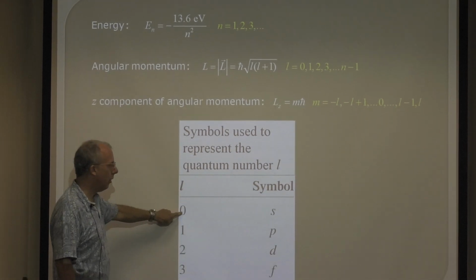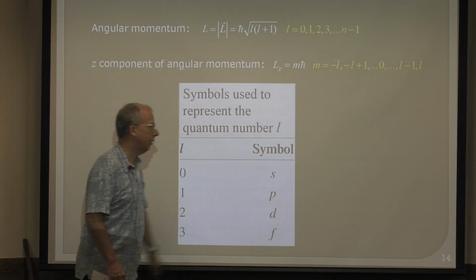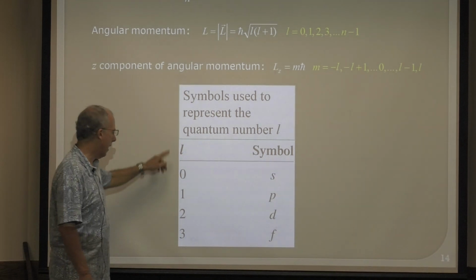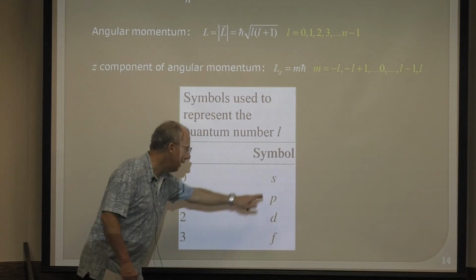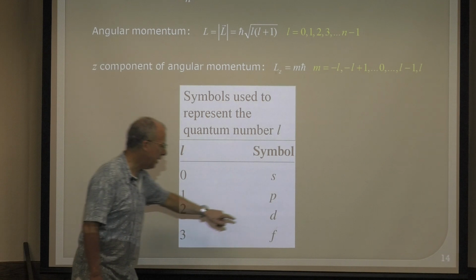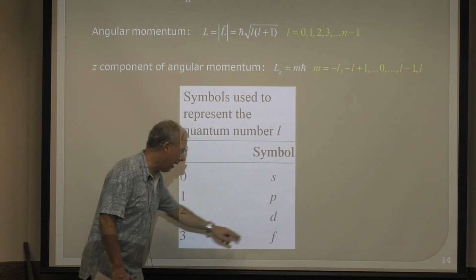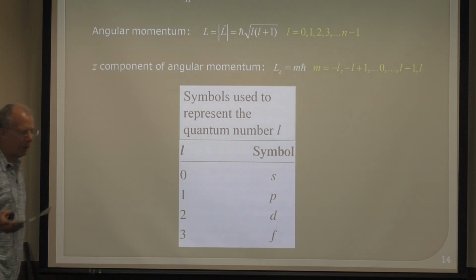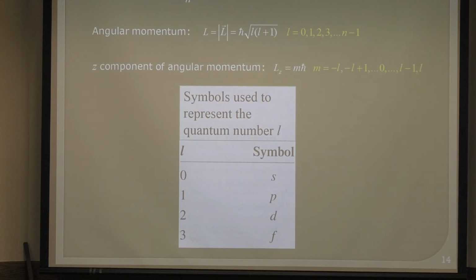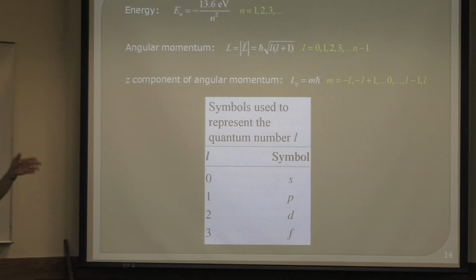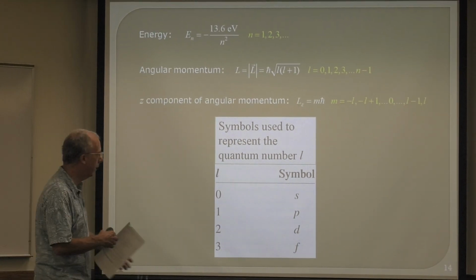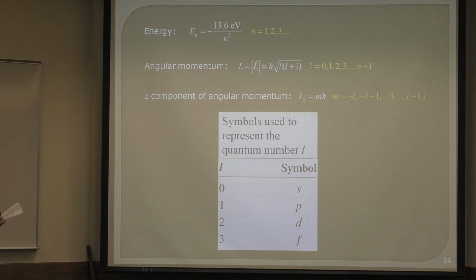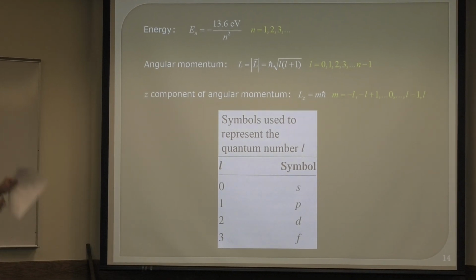So if L is 0, it's called the S. Okay, it's the S state. If L is 1, it's the P. If L is 2, D. If L is 3, it's F. So you've probably had this in chemistry. So you just got to remember that SPDF, SPDF, just walk around campus, SPDF, SPDF, right? Sure. All right. So let's kind of do an example.